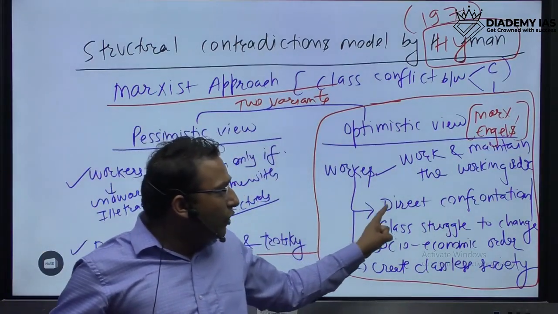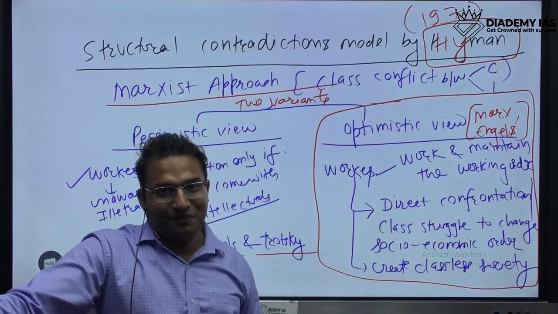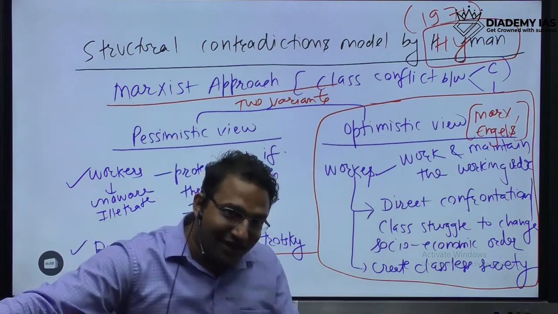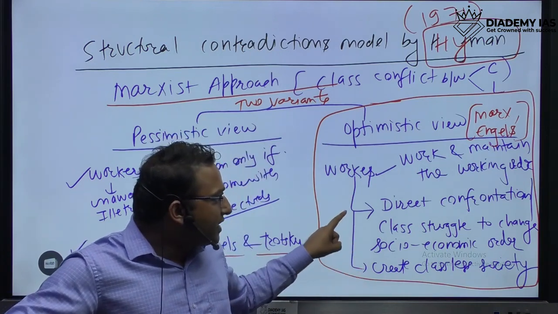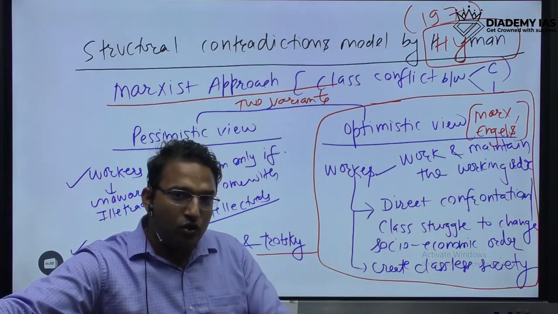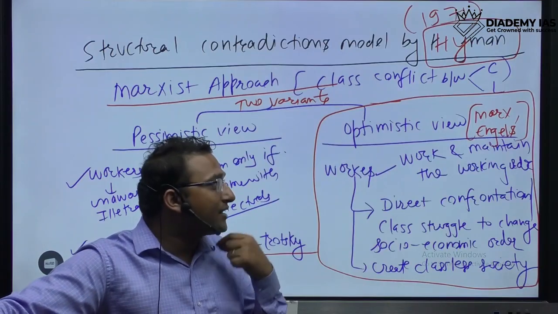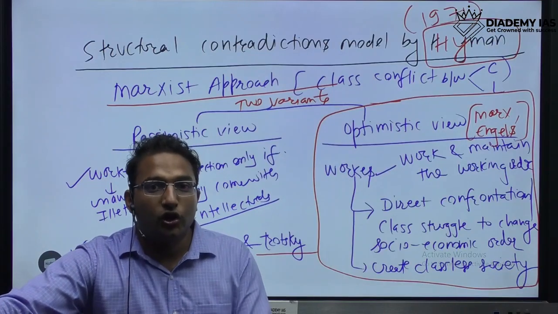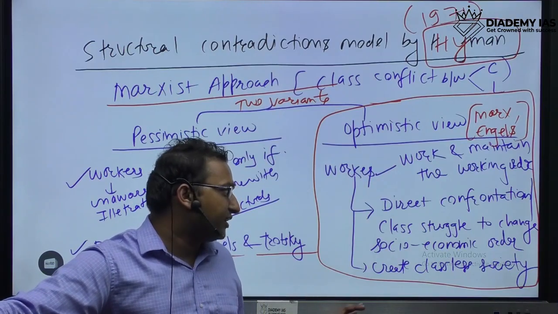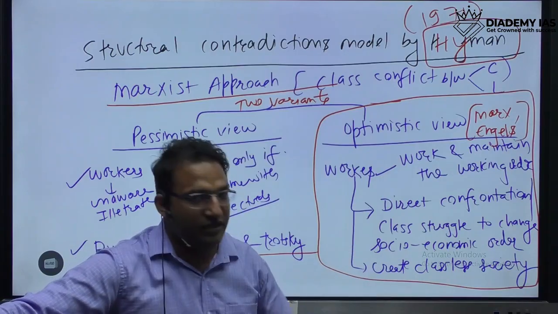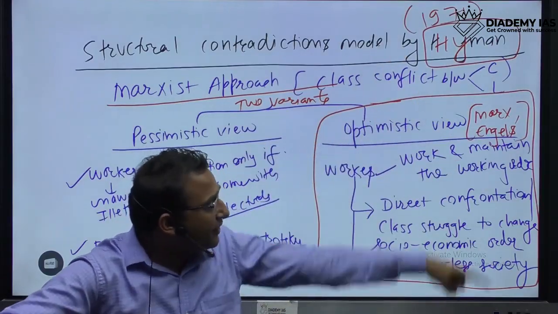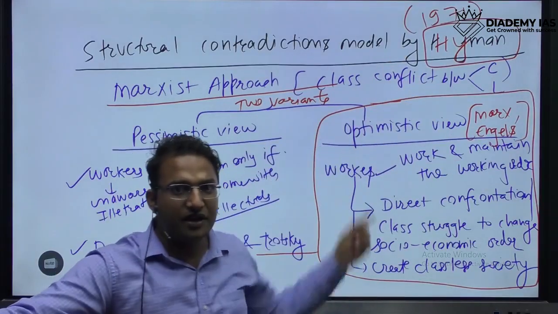Okay, they can go into direct confrontation. Workers जो हैं वो direct confrontation कर सकते हैं. And there is a class struggle to change the socio-economic order. They can get into direct confrontation and they can get into class struggle to change the socio-economic order. Socio-economic order change करने के लिए class struggle वो कर सकते हैं. And they can create the classless society. So this view is the optimistic view, and this is highlighted by the Hyman.